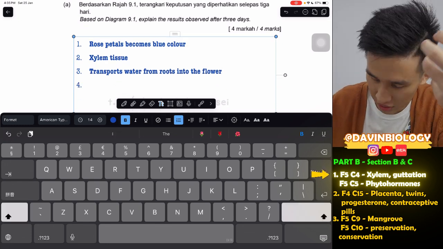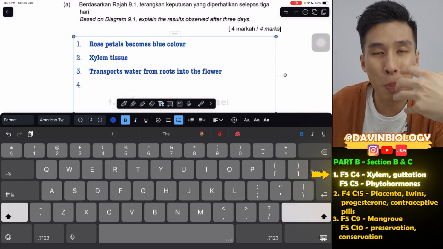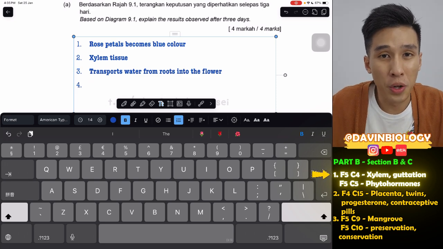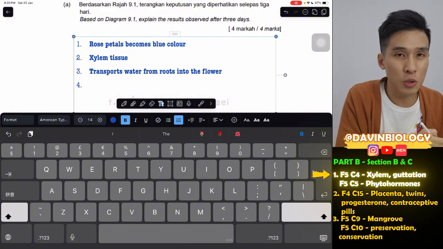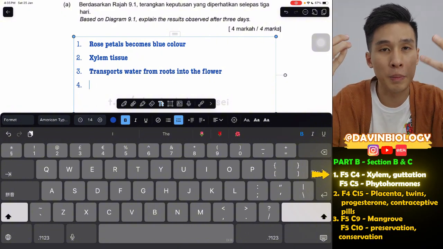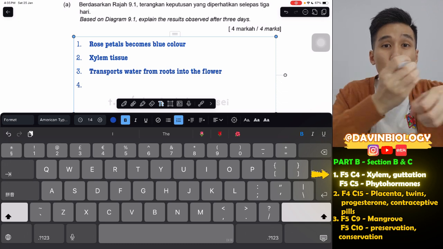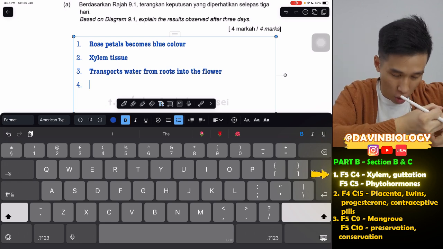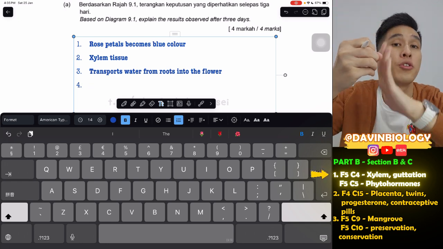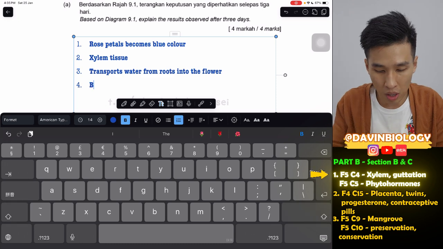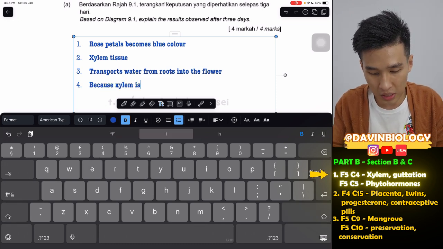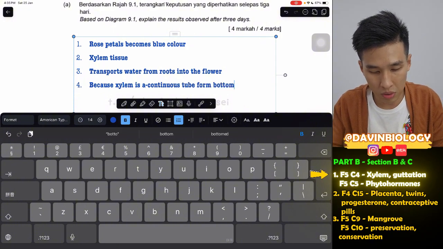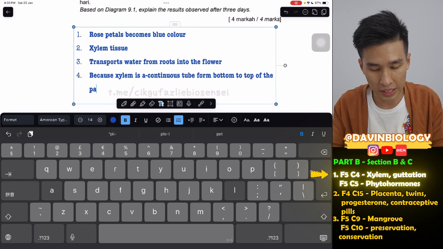Since they want 4 marks, the 4th point is a bit ridiculous, but this is what we have to say. So why does the xylem transport water relate to the rose becoming blue? Because xylem is a continuous tube from bottom to top. So the water will flow continuously also. So you can say because xylem is a continuous tube from bottom to top of the plant.